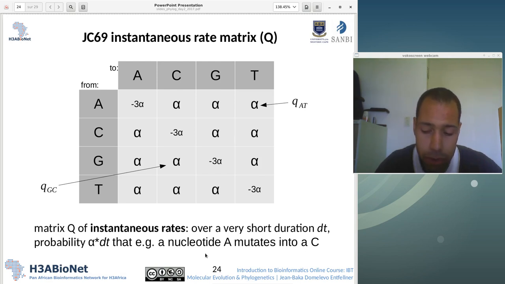From this matrix, we can calculate. This is a complete description of the evolutionary model. And you'll see that we can perform some calculations using the rates in this Q matrix.